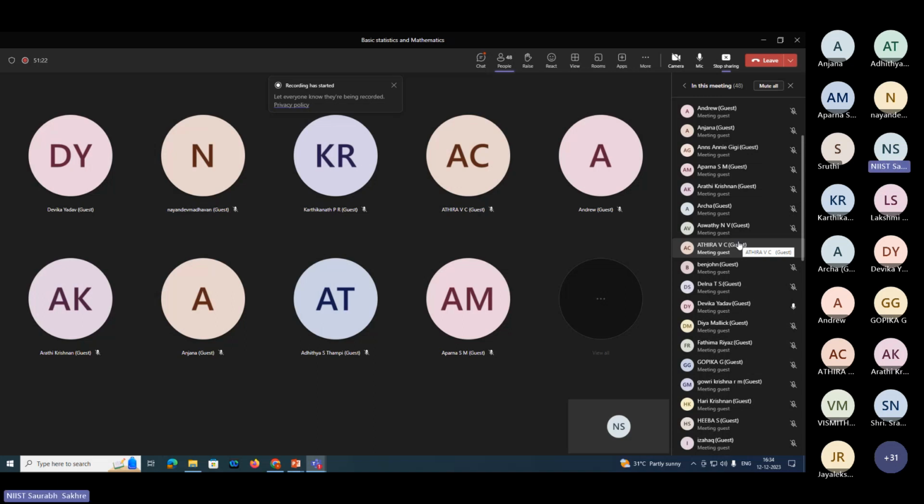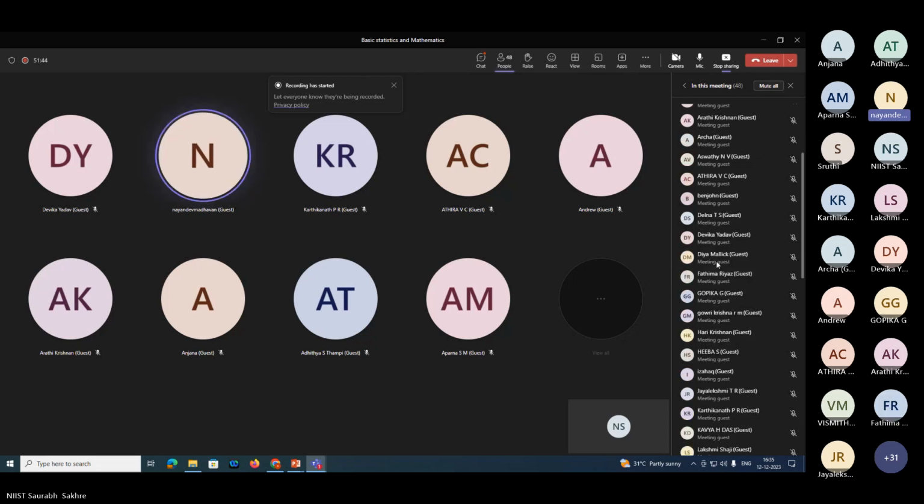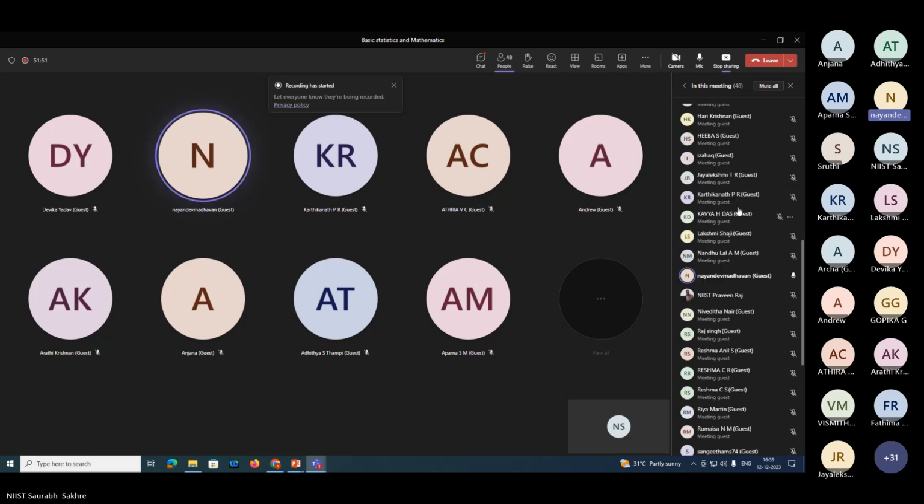Nayan Dev Madhavan, are you able to hear me? Yes, sir, I can hear you. Okay. Can you please tell the difference between discrete and continuous data? So discrete data means whole numbers, because we can only count them. And continuous data can have decimal points. A lot of data will be there. Okay, good.